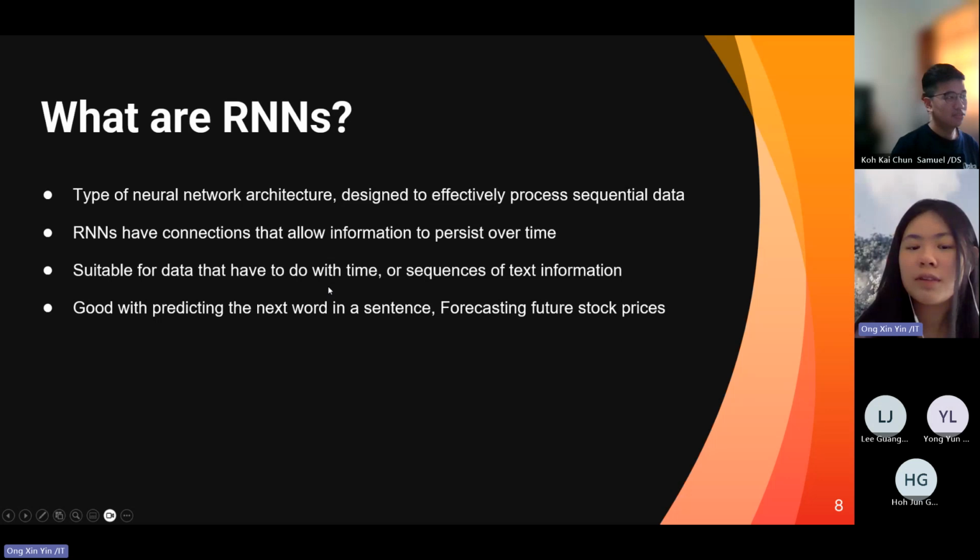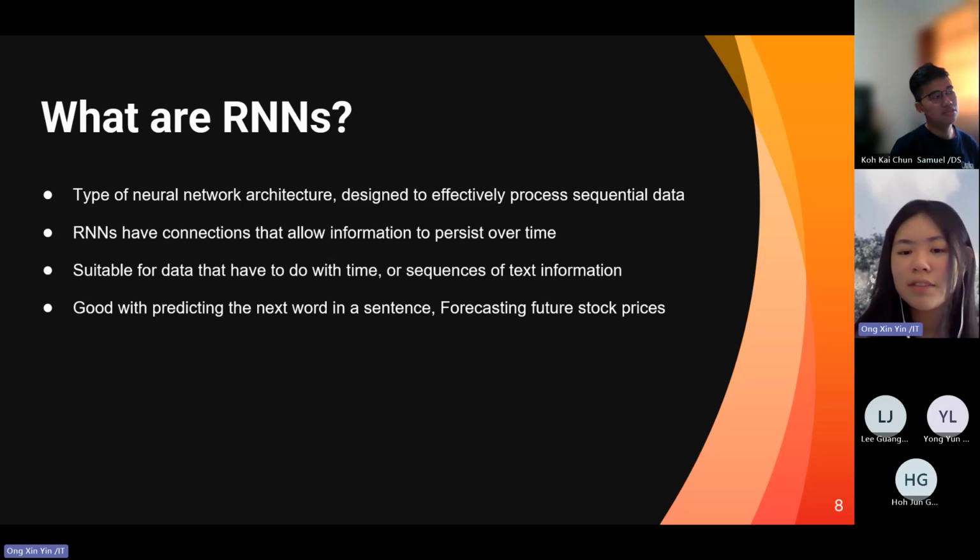Okay, so now we'll talk about recurrent neural networks. A recurrent neural network is a type of neural network architecture designed to effectively process sequential data, where the output from the previous step is fed as input to the current step. This is different from traditional neural networks, where all the inputs and outputs are independent of each other. Recurrent neural networks have connections that allow information to persist over time, so they are very useful for data that has to do with time or sequence.